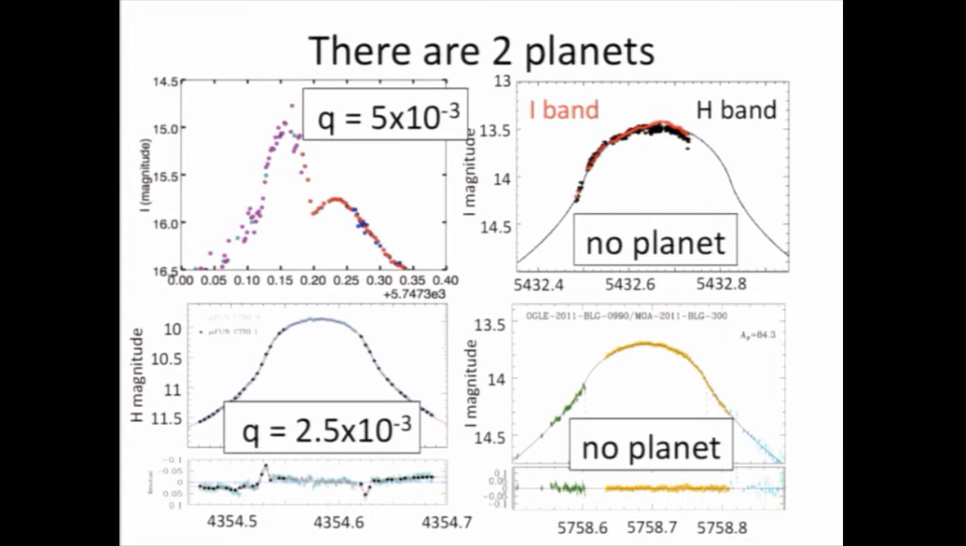So in the lower left-hand panel, what's happening is that the caustic is much smaller than the size of the source star. And so you get a perturbation when the caustic passes onto the face of the source, and then it's on the face and it's not doing anything for a while, and then you get another perturbation when it passes off the face of the source.